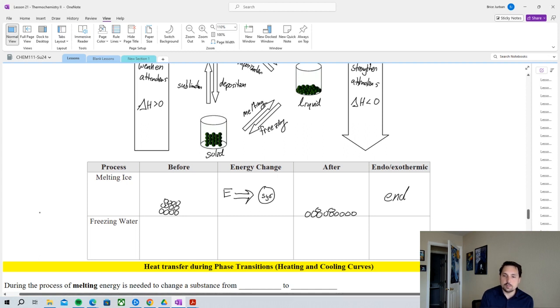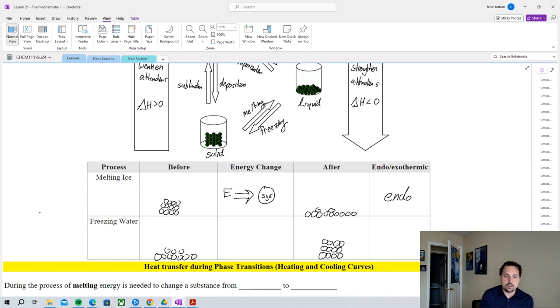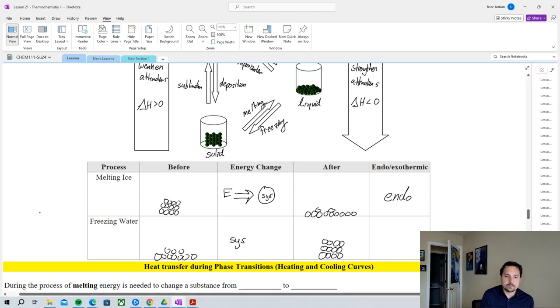So this process is always going to be endothermic. You need to add in a lot of energy to the system. When you freeze water, it's the opposite process. So you start off with something that's kind of disorganized, and you make it more structured. We're going to form more hydrogen bonds. We have to take energy out of the system. This is the weird thing. In order to do that, this is exothermic.